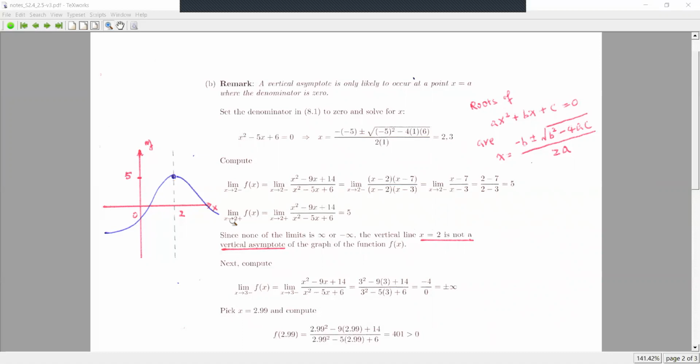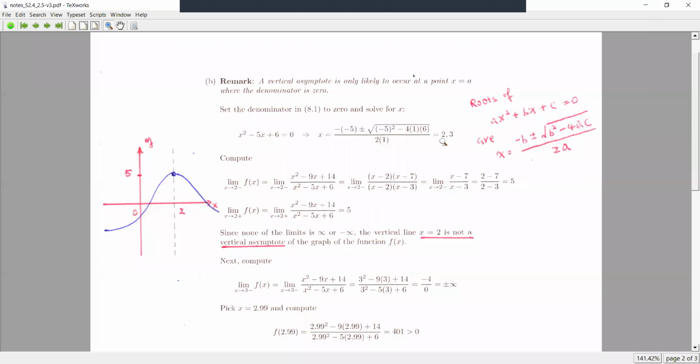Similarly, when x approaches 2 from the right side, the limit is also 5. The graph approaches the same point. Because at point 2, the graph doesn't go up to positive infinity or down to negative infinity, this vertical line is not a vertical asymptote. In other words, in this example, at point 2, the function has no vertical asymptote.